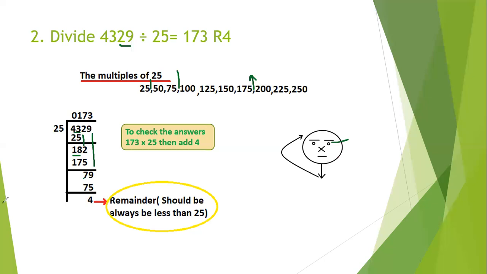How can you check your answer? To check your answer, multiply the quotient by the divisor, then add the remainder. So to check your answer, multiply 172 times 25, then add 4. It will be 4,329.